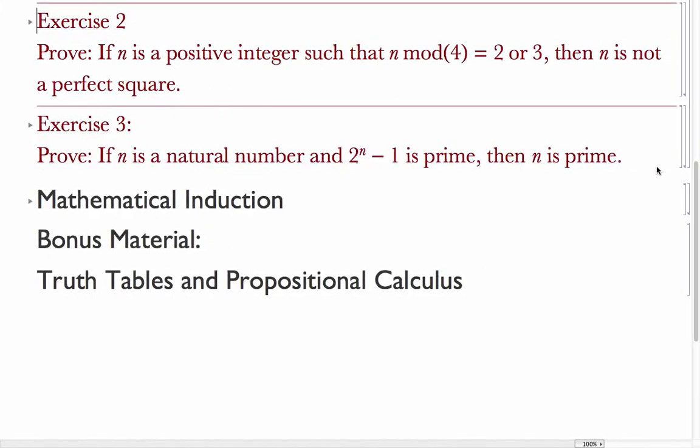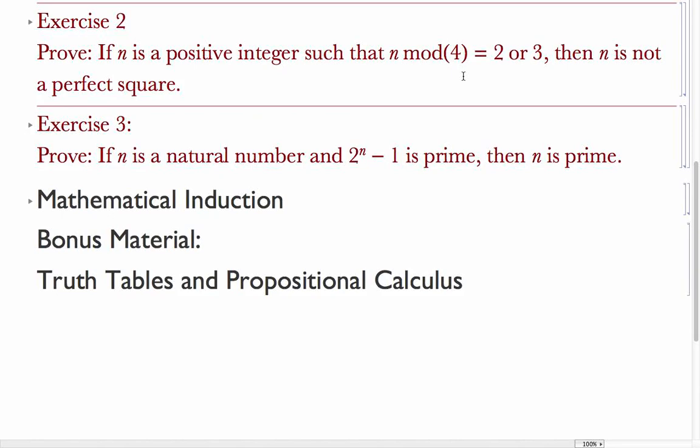Let's look at exercise 2. Here we're trying to prove that if n is a positive integer such that n mod 4 equals 2 or 3, then n is not a perfect square. You may not be familiar with this term mod. It means modular arithmetic, and essentially it's simply the remainder when you divide by 4.